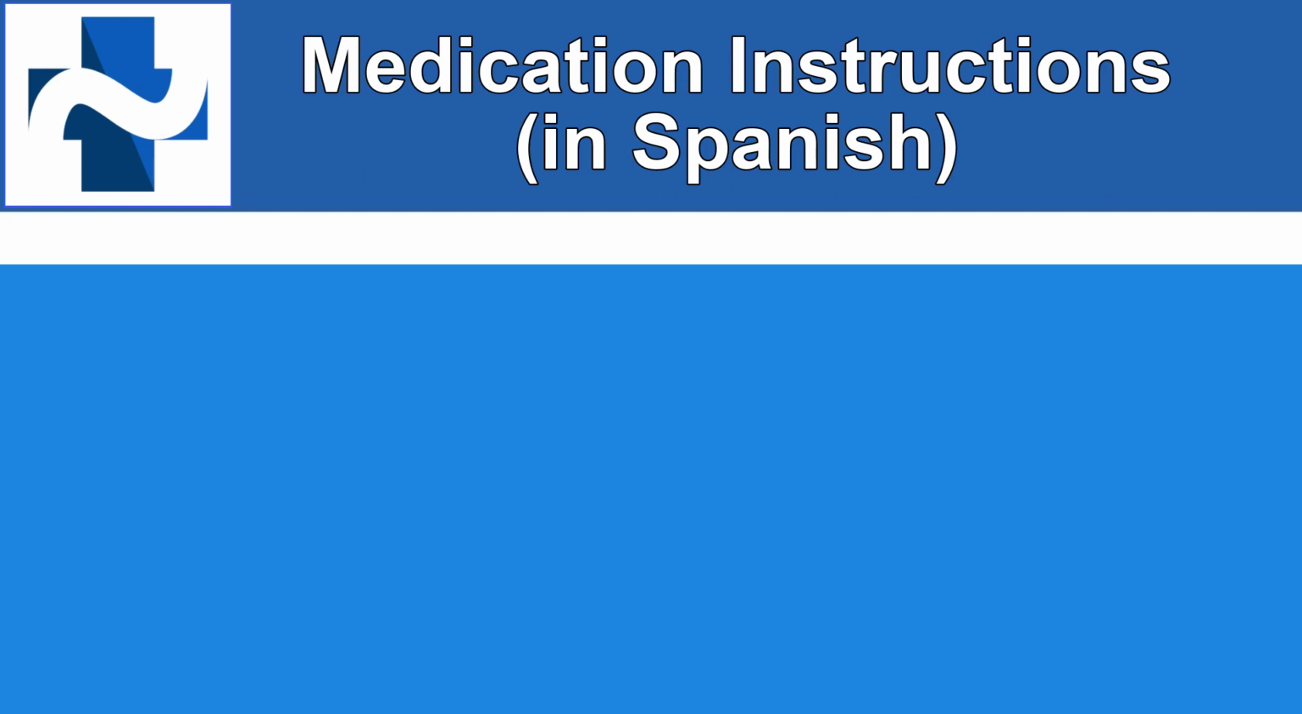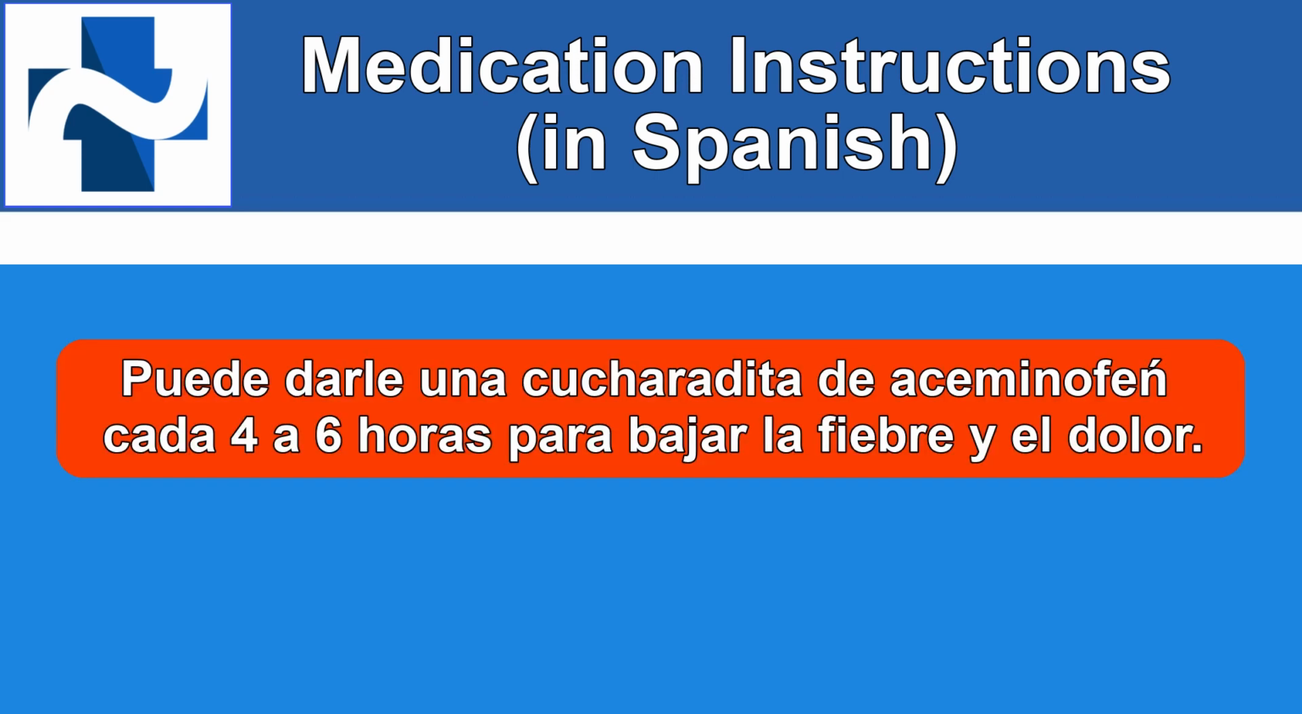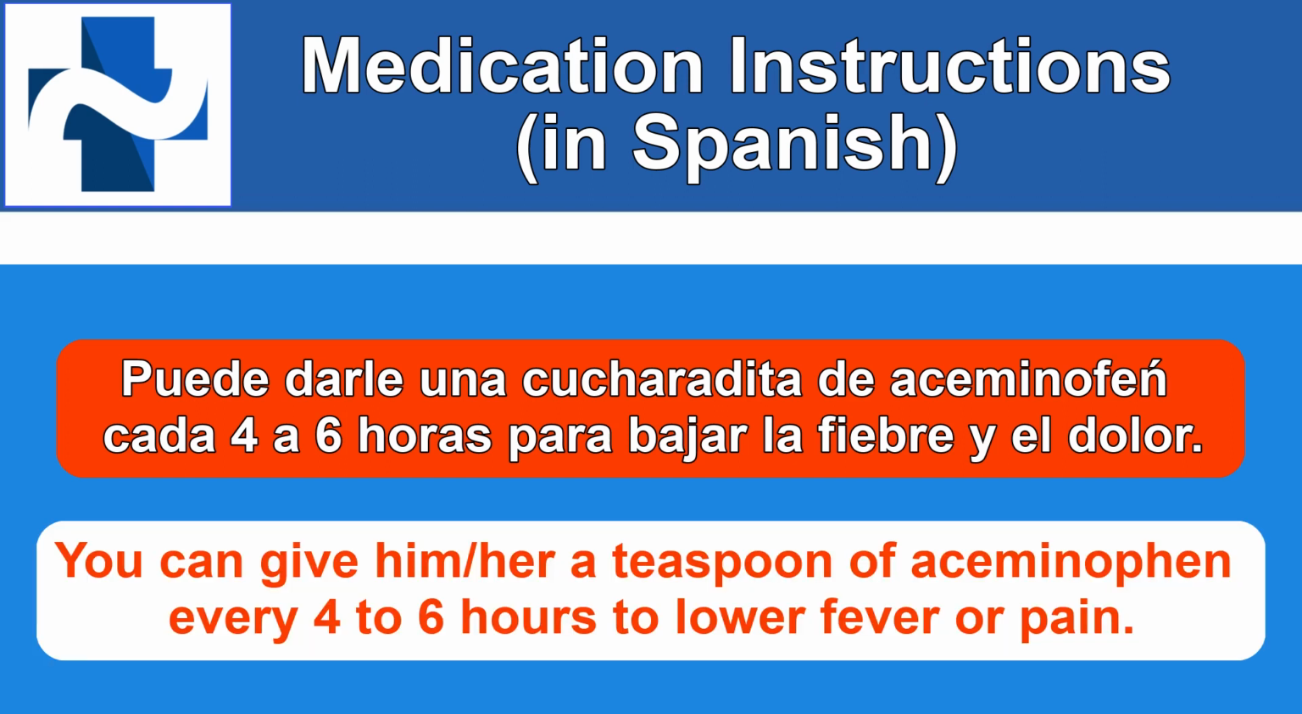All right, so here's a couple examples in Spanish. Puede darle una cucharadita de acetaminofén cada 4 a 6 horas para bajar la fiebre y el dolor. So think a little bit about what that means. And here's what it means. It means you can give him or her a teaspoon of acetaminophen every 4 to 6 hours to lower the fever or pain. So see how we're building out that whole sentence. It's like a full instruction about how to use a medication.